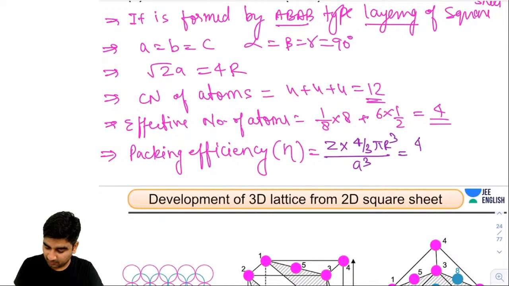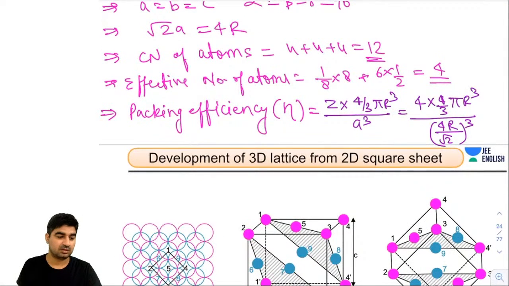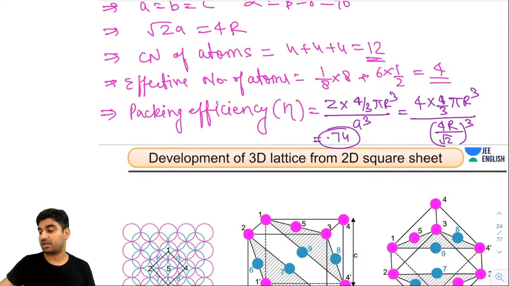So it would be 4 into the volume of a sphere, and instead of a now you can write in terms of r. Now do it. Yes, and you will be getting 0.74. So guys, it is most efficiently packed. In this case, 74% of the space would be occupied.